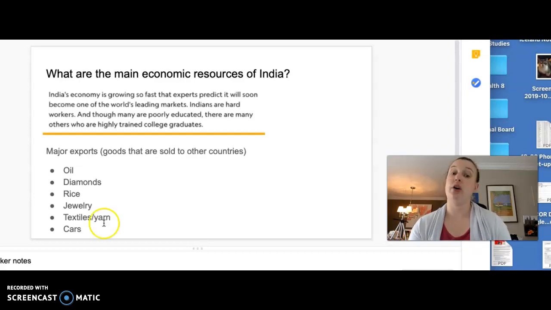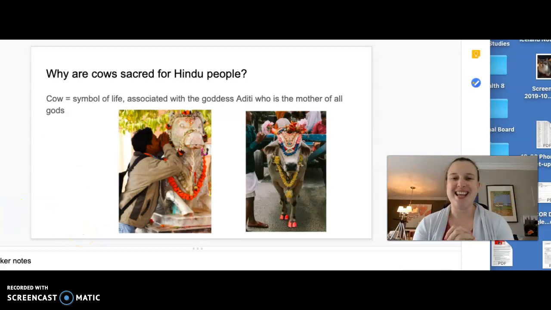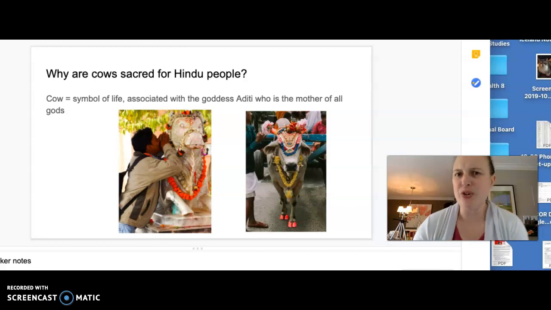And then cars. I never knew that India manufactured cars, but there's quite a lot of factories in India, and cars is one of the things they make. Okay, last thing, the cow. Oh my goodness, so many people are wondering about the cow. And I'm wondering too, because I have never learned that much about why cows are sacred. I'm going to include another video on this day of learning about the cow.